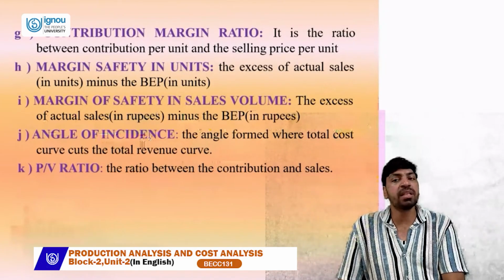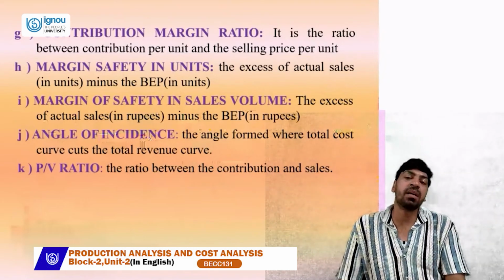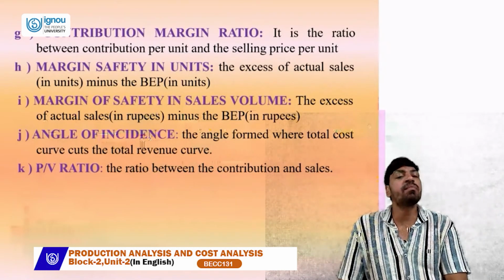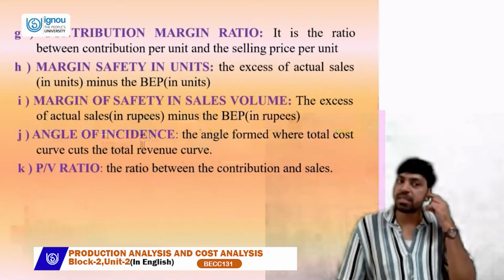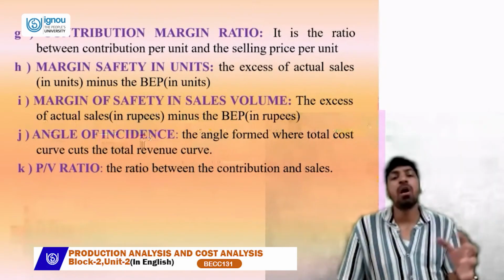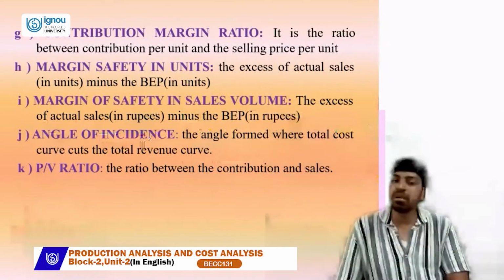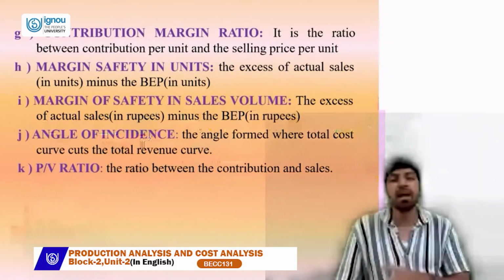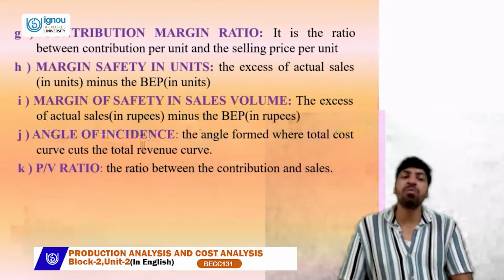Margin of safety in units is when the actual sales are more than the break-even sales, so just subtract the break-even point in units. That's called margin of safety in units. Margin of safety in sales volume is the excess of actual sales over break-even sales in rupees. Angle of incidence is the angle found where the total cost curve cuts the total revenue. In the diagram, divide contribution by the sales amount and you will get the profit volume ratio.